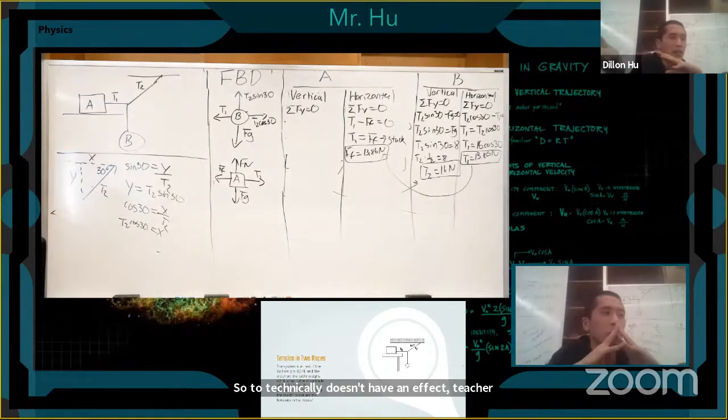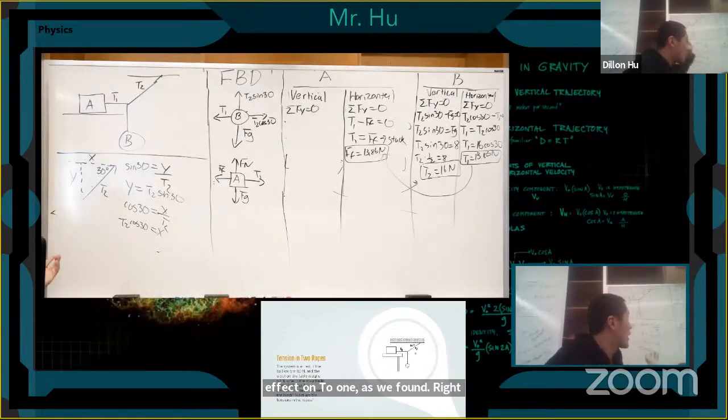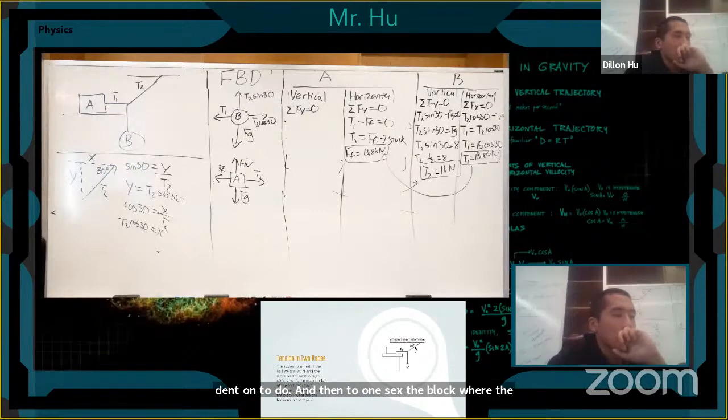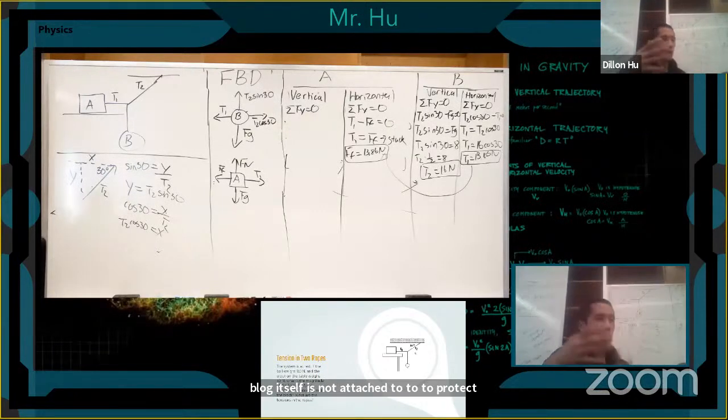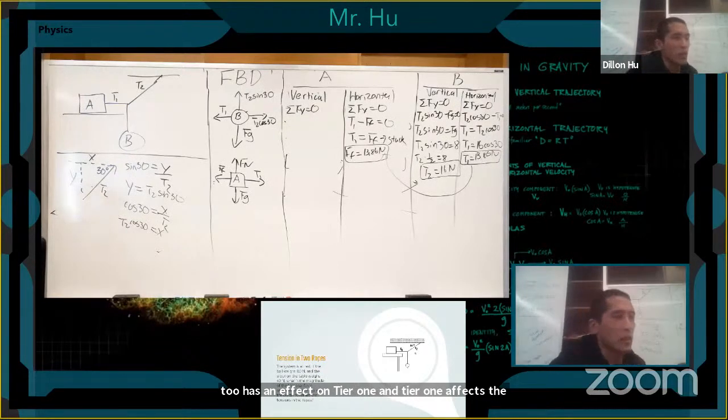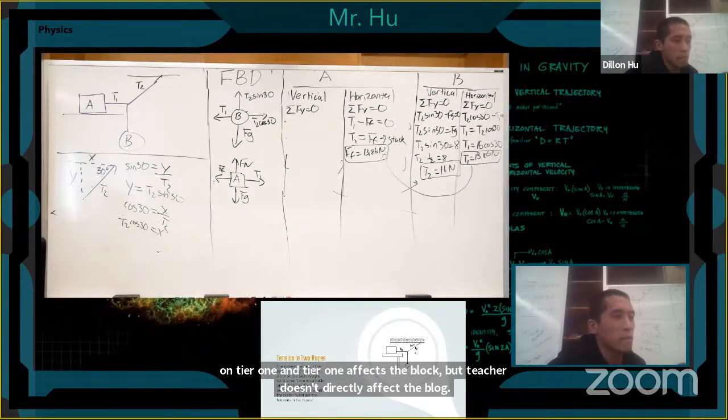T2 has an effect on T1, as we found, right? T1 is dependent on T2, and then T1 affects the block, but the block itself is not attached to T2. It's like a causation correlation thing, maybe. So T2 has an effect on T1, and T1 affects the block, but T2 doesn't directly affect the block. I think that's the best way to describe it.